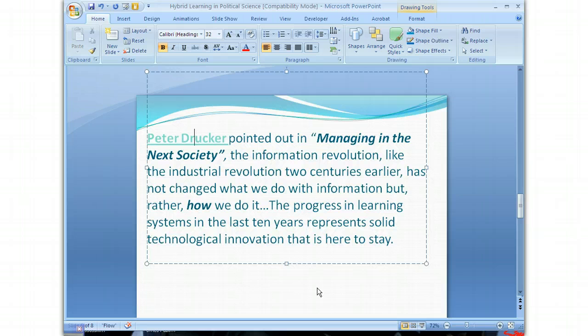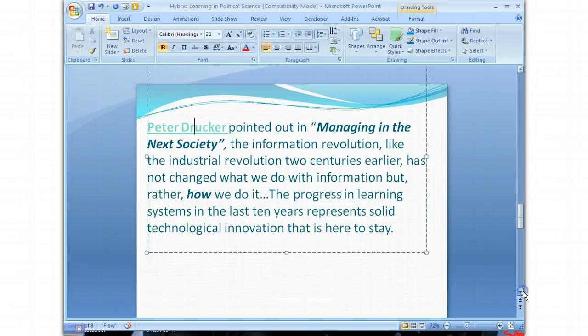And Drucker points out in a book called Managing the Next Society that the information revolution, like the Industrial Revolution 2 centuries ago, has not changed what we do with information, but rather how we do it. So the progress in learning systems in the last 10 years represents solid technology innovation that's here to stay.